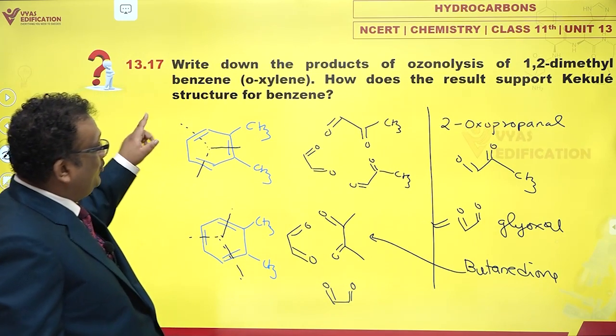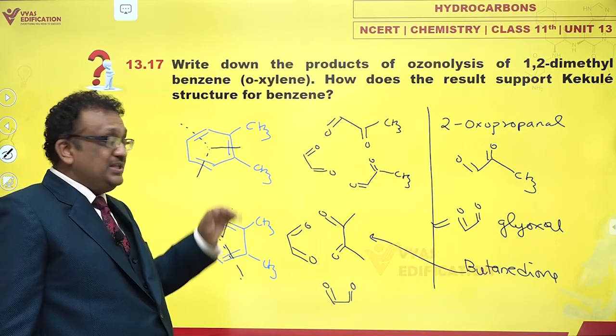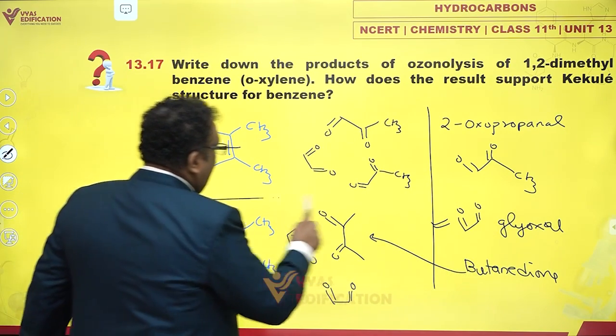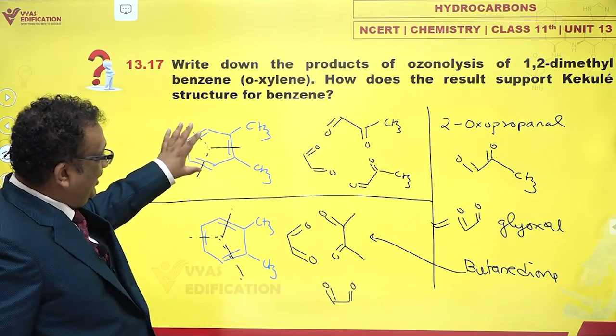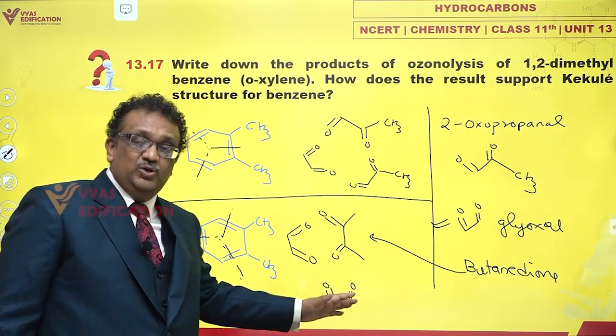Why? Because if you take these two Kekulé structures, there are 2 different structures, and if you ozonolyze, only one structure would give you only 2 products. The other structure would give you again only 2 products.